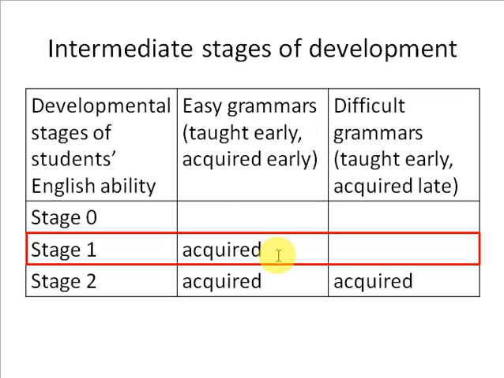So students usually do not jump from this stage 0 to stage 2. Usually they have an intermediate stage where they have acquired some grammatical items but not others. And that's very natural. And this actually happens to native speakers as well, children who are learning English as their mother tongue.